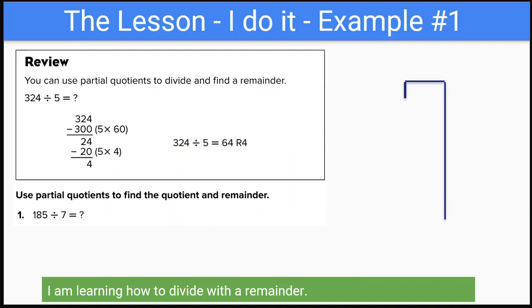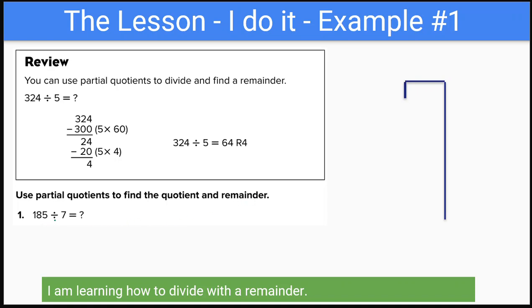Okay, so let's do this. We're back to using partial quotients again. You could do it this way, or if you have a different way that you like to divide, that's fine also. Nobody cares as long as you get the right answer, okay? So let's use partial quotients to find the quotient and the remainder. They tell us that there's going to be a remainder right here.